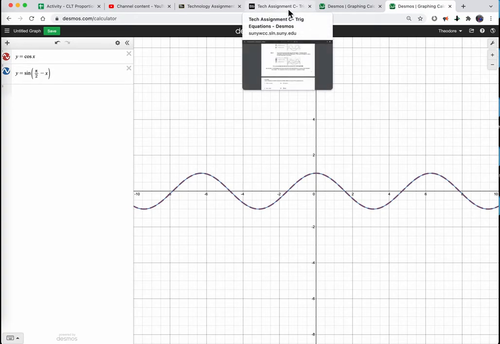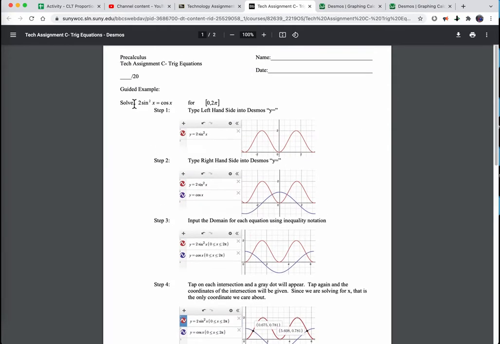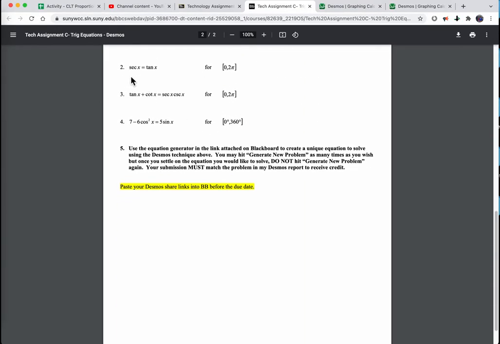So you just got to be on the lookout for that. All right, you see these examples here. The first one is the same problem but a different domain. Second, third, fourth, they're all different problems. But then what I did was I created a random problem generator.